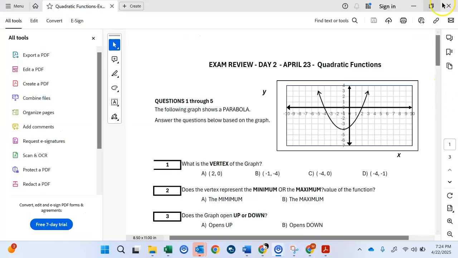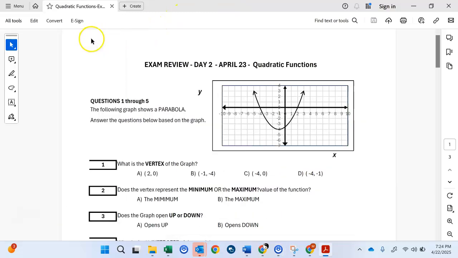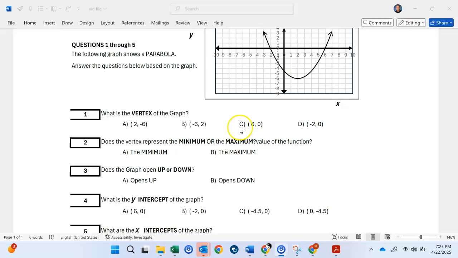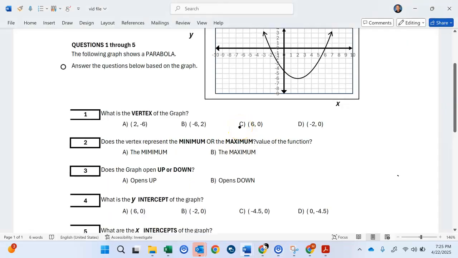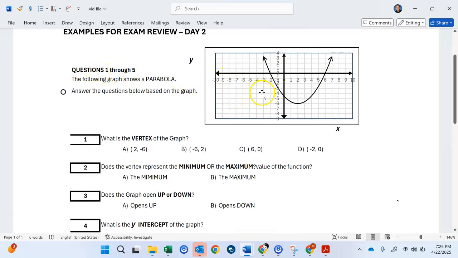So let's look at the first question type that shows up on the document. It's going to be like, what is the vertex of the graph? This is from the review today, but I'm going to give you an example of it if you forgot how it works, okay? The first question type is questions 1 through 5. It gives you a parabola. Remember, that's the graph of a quadratic function, right? And then you answer the question.